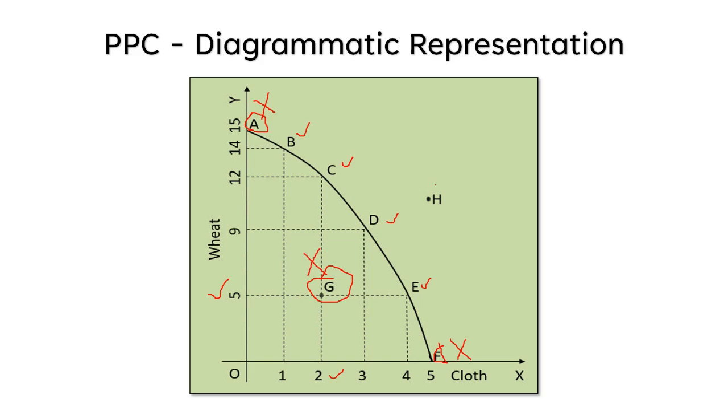And lastly, the country can choose combination H here, but the production possibility curve doesn't allow the country to choose point H. It is much higher than the country's production capacity. So even the H combination is not available to the country. So we are eliminating point A, point F, point G and point H. What is left to the country now? The country can choose either B, C, D, E, where the country is utilizing its resources and is producing two commodities, that is cloth as well as wheat.